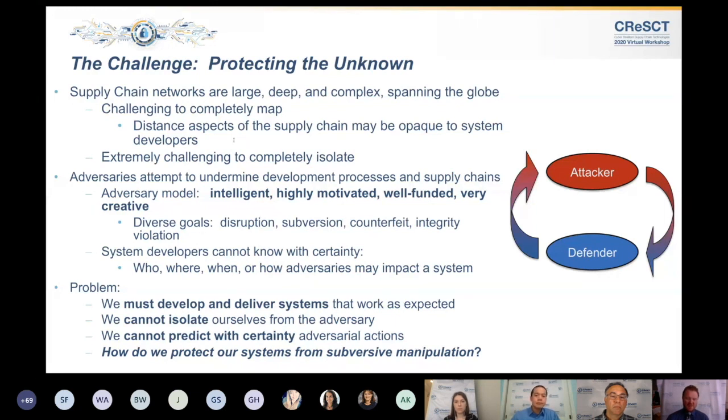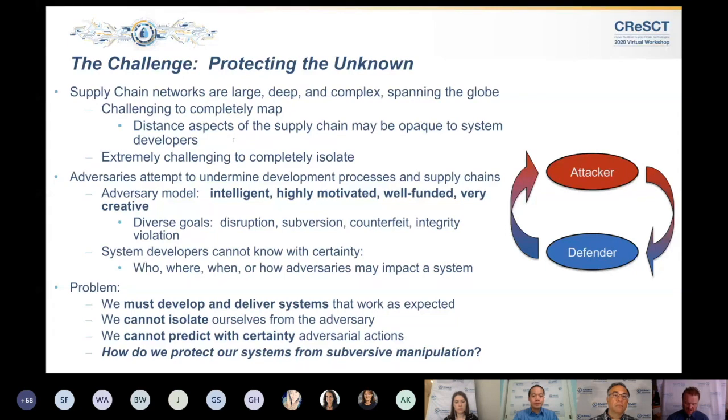System developers cannot know with certainty who's manipulating, where they are, when they touch, or how they go about doing their subversive alterations, which can impact a system. And so the challenge to us as system developers is that in that environment, we have to continue to develop and deliver systems that work as expected. Number two, we can't isolate ourselves from the adversary, so we can't just put the shields up and keep the bad guys out. Number three, we cannot predict with certainty what the adversary is going to do and how they're going to go about doing it. So the question is, how do we protect our systems as we're developing them from subversive manipulation? And it's a difficult problem.